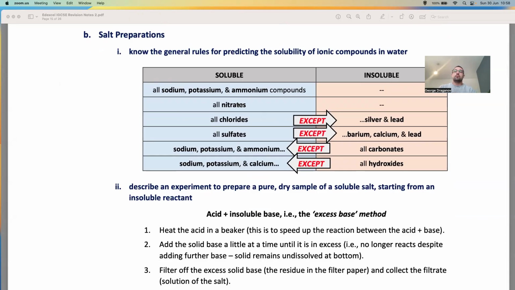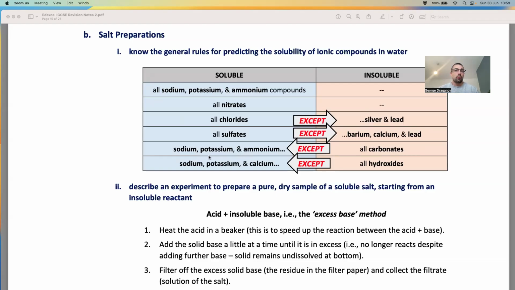Now, all nitrates of any type are soluble. So it doesn't have to be group 1. Magnesium nitrate, copper nitrate, lead nitrate, sodium nitrate, everything is soluble. All chlorides are soluble except silver chloride and lead chloride. All sulfates are soluble except barium sulfate, calcium sulfate, and lead sulfate.